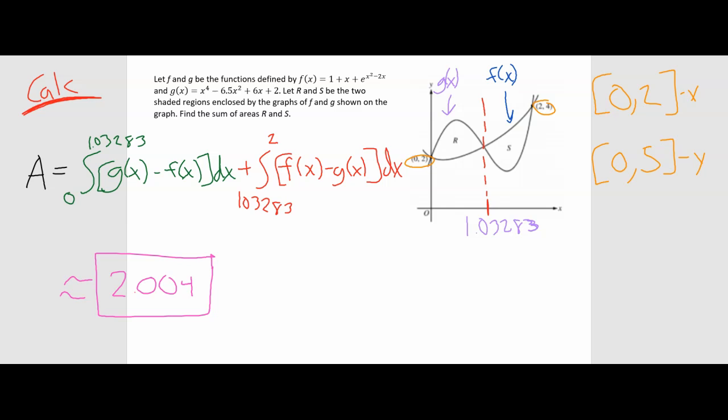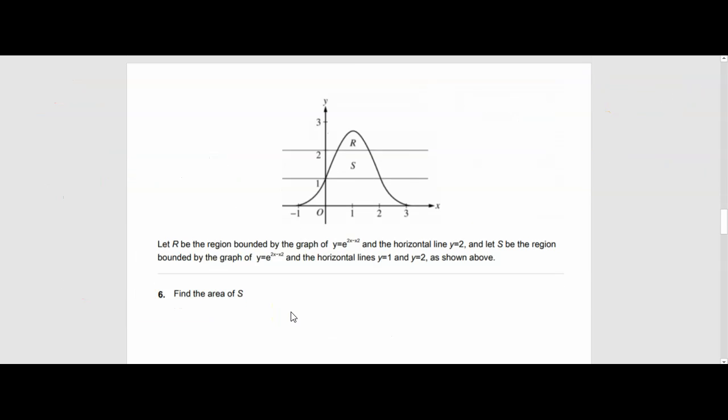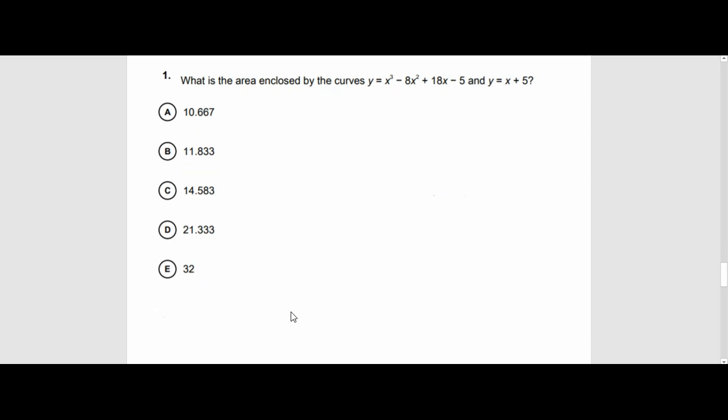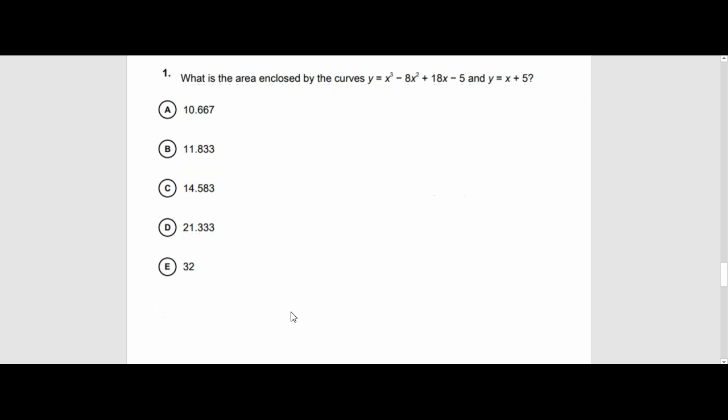Okay, let's do one more example where the graph is not given. So we're going to have to visualize this on our own or use a calculator, etc. We're going to look at this problem right here. It says, what is the area enclosed by the curves y equals x cubed minus 8x squared plus 18x minus 5 and y equals x plus 5? Well, given our answers, those are certainly rounded or truncated. So we are going to be using a calculator for this problem.